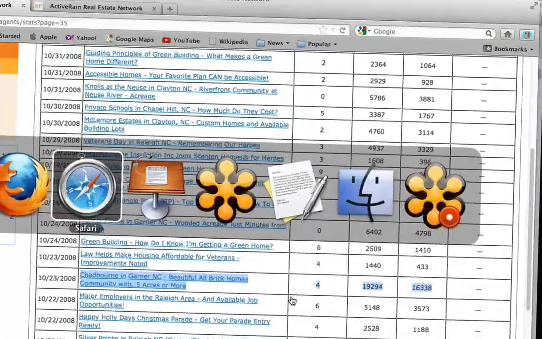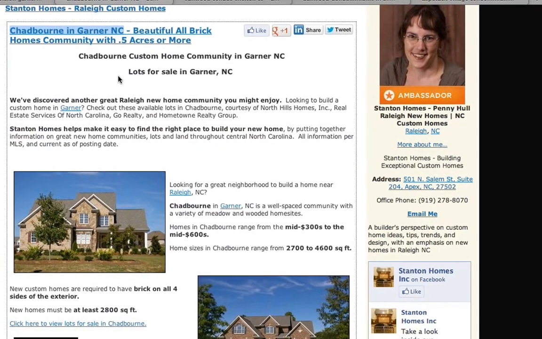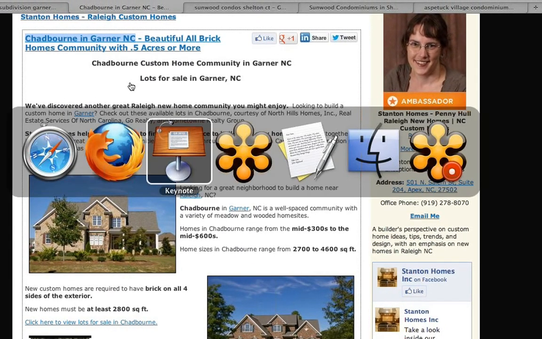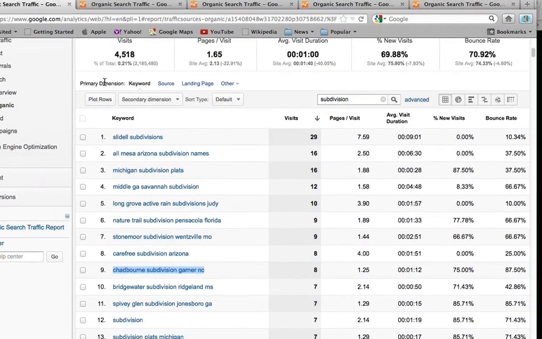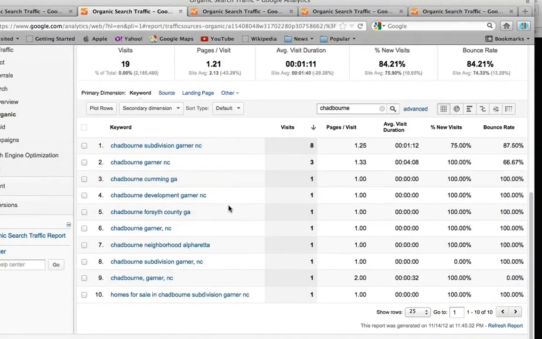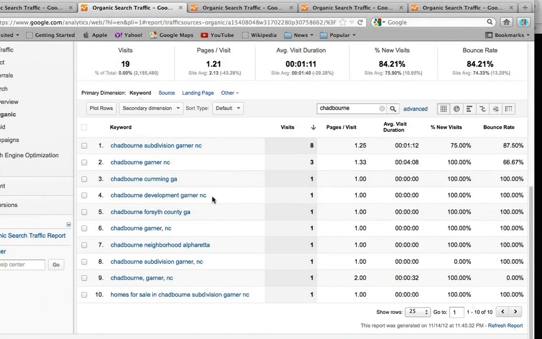Now, let's go back and look, because we saw that it was only 8 here. So what are some of the other ways that they're finding it? Well, here's the actual 19 visits that used the Chadbourne. And there might be some other ways. They might have been looking for a community with brick homes in her city, because she did have some other keywords in there. But here's the 19 ways in the last 30 days that somebody has found this post.